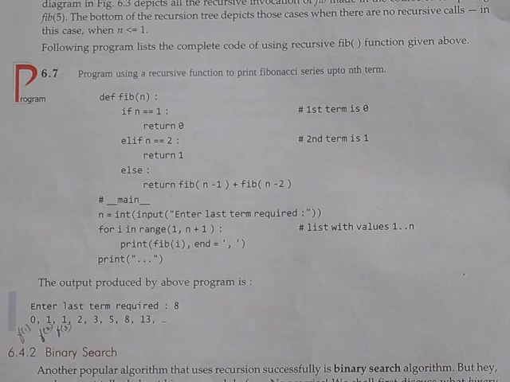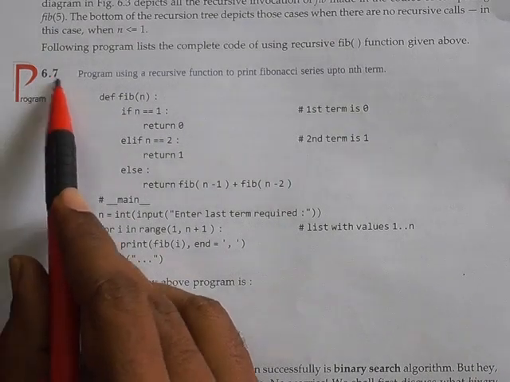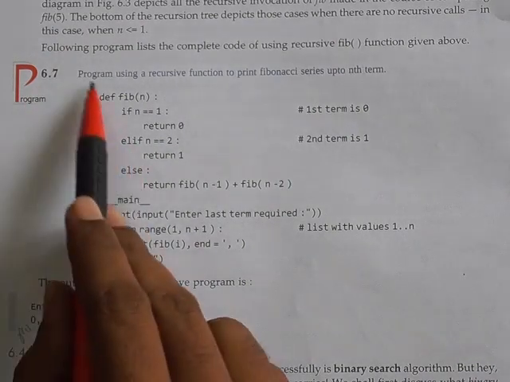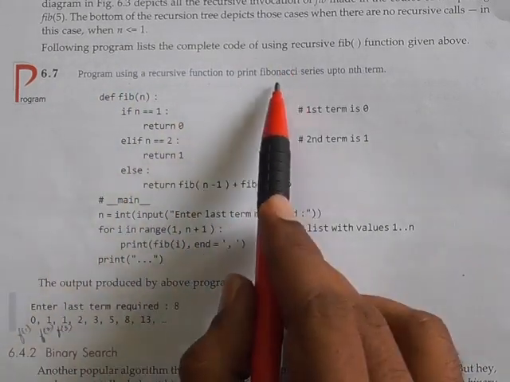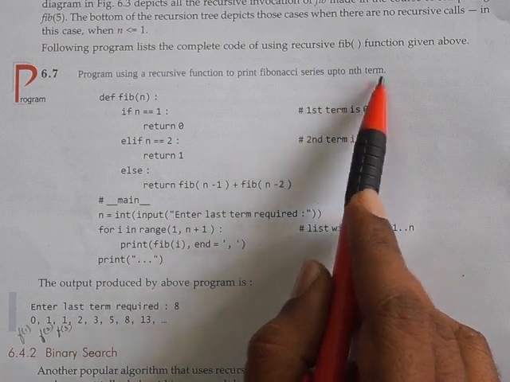So good morning students, it is a computer science class. Take page number 218, lesson number 6, recursion. Take program number 6.7. Program using a recursive function to find Fibonacci series up to the nth term.